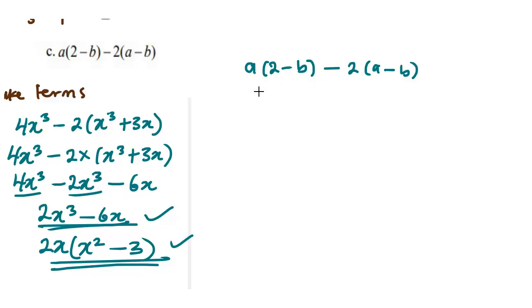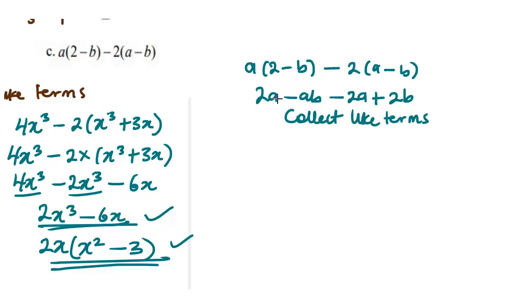A times 2 will give us 2a. A times minus b, that is minus ab. Then minus 2 times a, that is minus 2a. Then minus times minus, that is plus. 2 times b, that is 2b. So the next thing is we collect like terms.